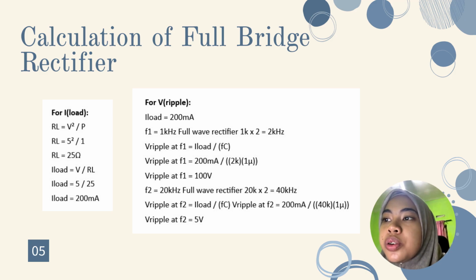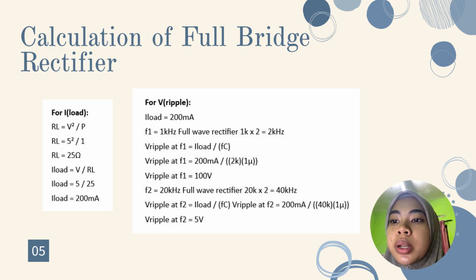Next, this slide shows the calculation of the full bridge rectifier. First, we calculate the load current. The load resistance RL is calculated using the formula R equals V squared divided by P. The result is 25 ohm. Then using I equals V divided by R, the load current is 200 milliampere or 0.2 ampere. Next is the ripple voltage calculation. The formula used is V ripple equals I load divided by F times C, where C is 1 microfarad.